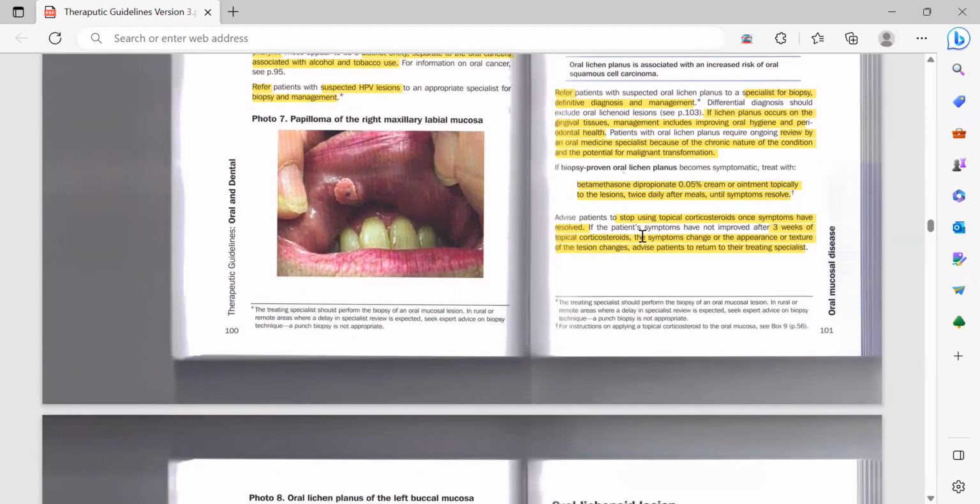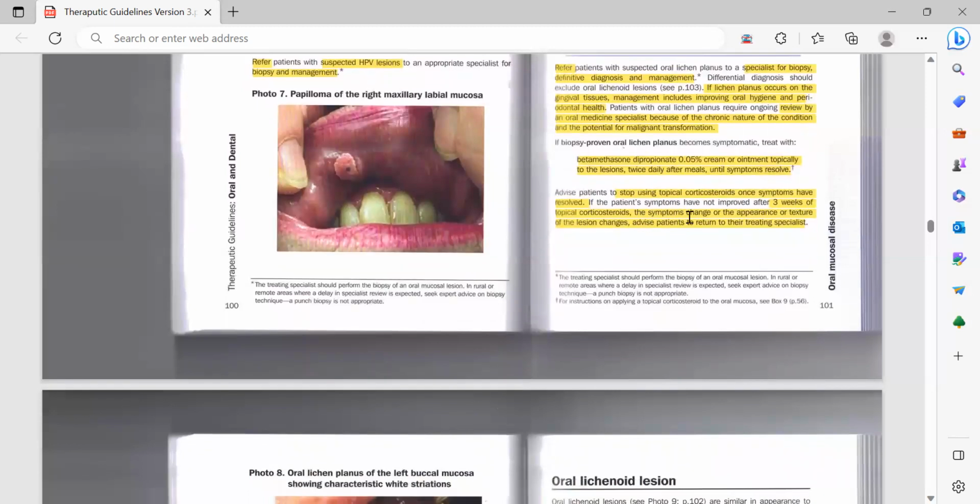Okay, if the patient's symptoms have not improved even after 3 weeks of topical corticosteroid, or the symptoms change, or the appearance or texture of the lesion changes, advise patients to return to their treating specialist.